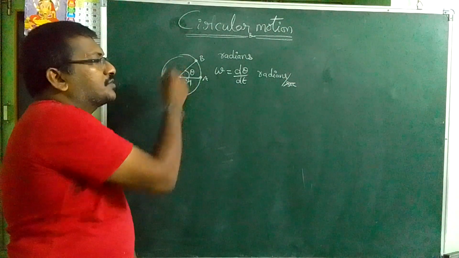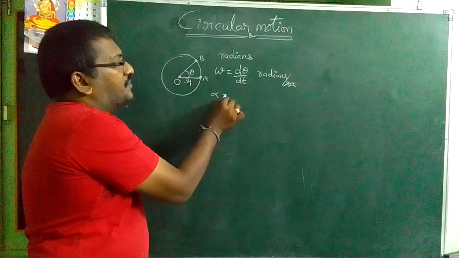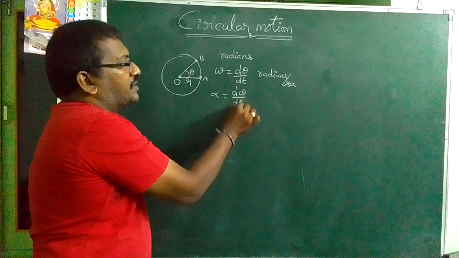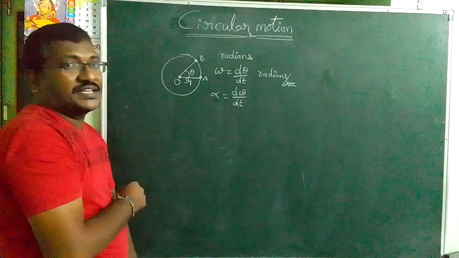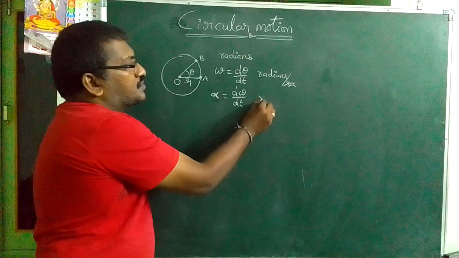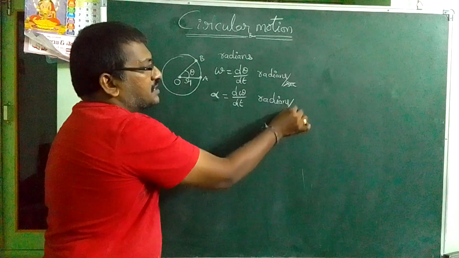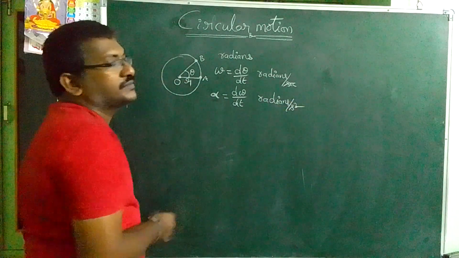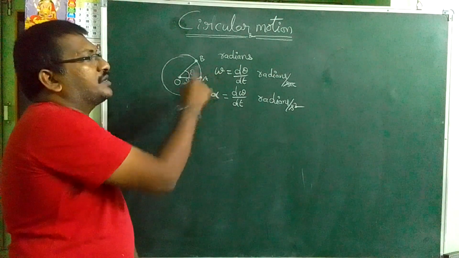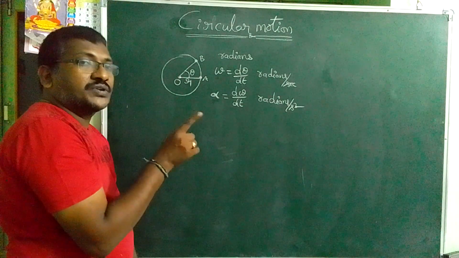When a particle is in circular motion, there will be some acceleration. The rate of change of angular velocity is called angular acceleration. It is denoted by alpha. Its unit is radians per second square. Now, what is the relation between the linear velocity and the angular velocity?